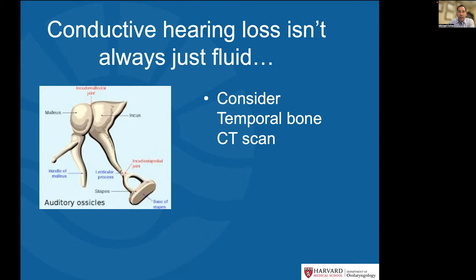And typically, a CT scan of the temporal bones can be done without the need for an IV, without the need for contrast, and without the need for sedation. So this can actually be done very quickly. The test only takes less than a minute to do, and we can get good information with this.